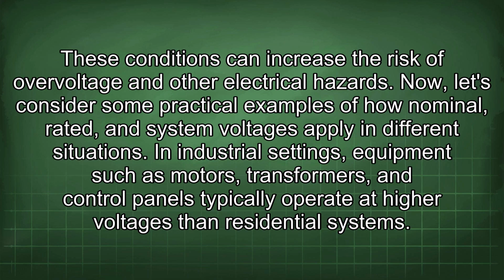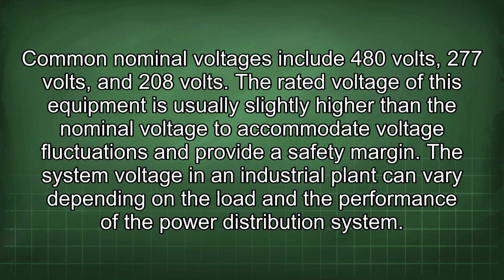Now let's consider some practical examples of how nominal, rated, and system voltages apply in different situations. In industrial settings, equipment such as motors, transformers, and control panels typically operate at higher voltages than residential systems. Common nominal voltages include 480 volts, 277 volts, and 208 volts. The rated voltage of this equipment is usually slightly higher than the nominal voltage to accommodate voltage fluctuations and provide a safety margin.